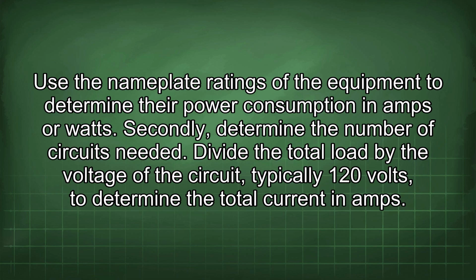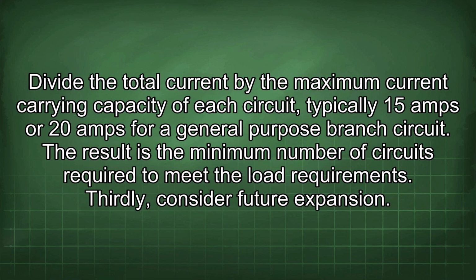Secondly, determine the number of circuits needed. Divide the total load by the voltage of the circuit, typically 120 volts, to determine the total current in amps. Divide the total current by the maximum current carrying capacity of each circuit, typically 15 amps or 20 amps for a general-purpose branch circuit. The result is the minimum number of circuits required to meet the load requirements.